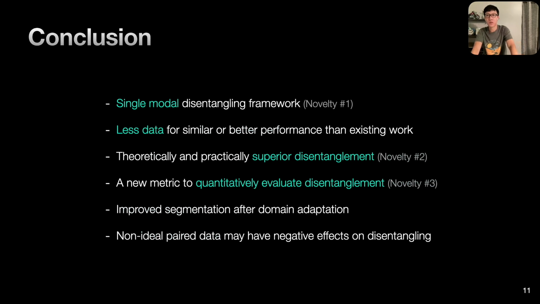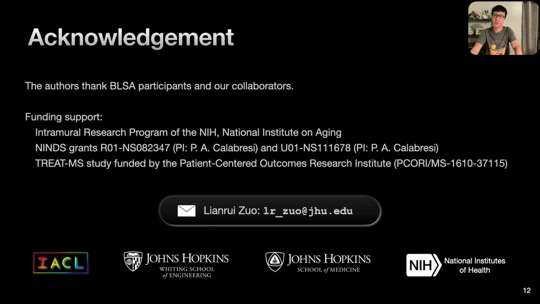In conclusion, we propose a novel single model disentangling framework that, number 1, requires less data for training, and number 2, has superior disentanglement with the mutual information minimization. And number 3, we have a new metric to quantitatively evaluate disentanglement. We also demonstrate that using non-ideal paired data may have negative effects in disentanglement.